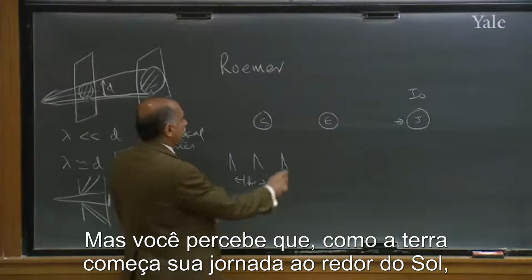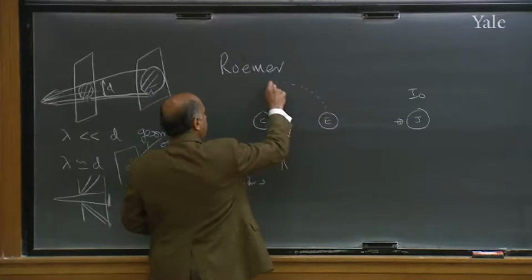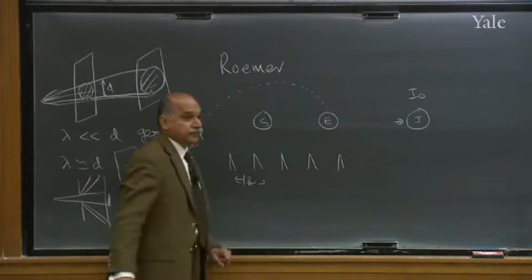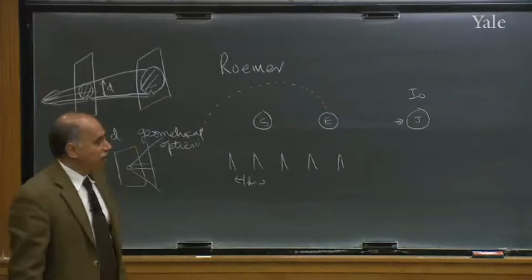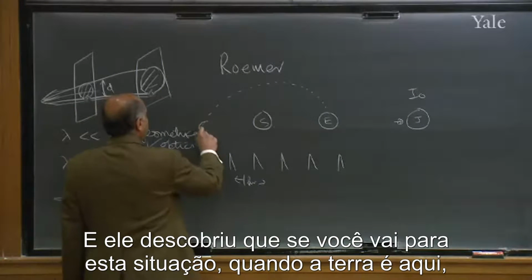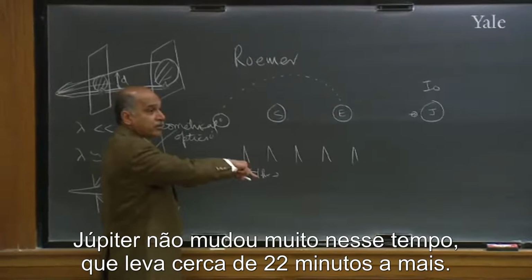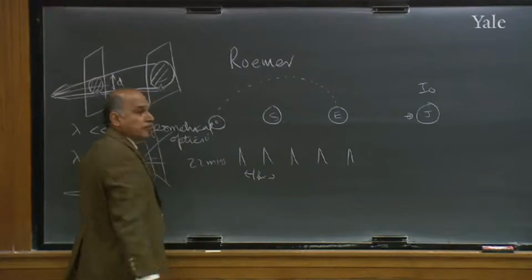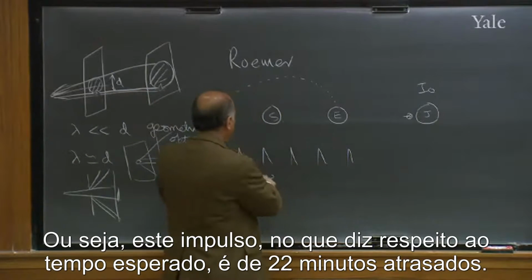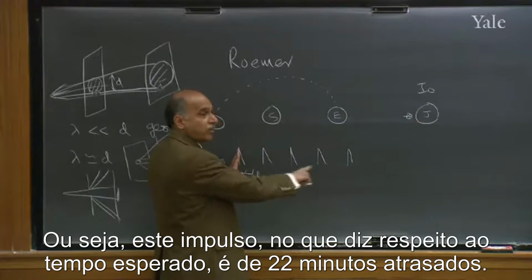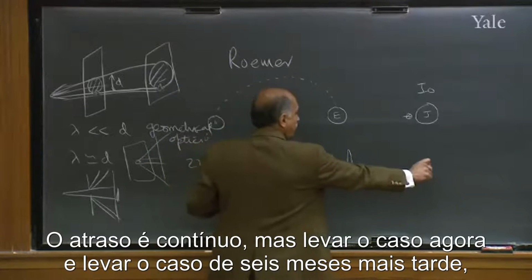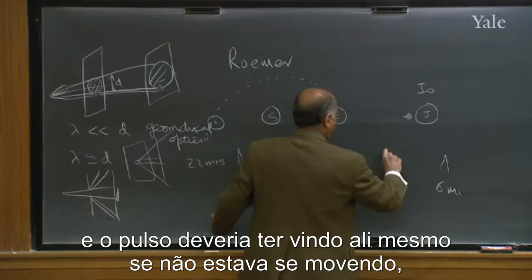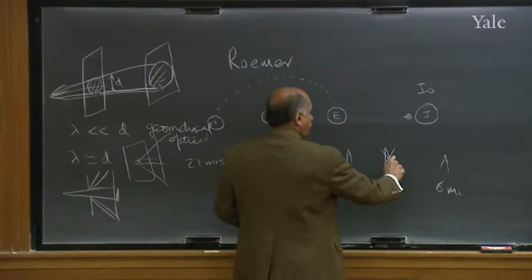But you notice that as the Earth begins its journey around the sun, it takes longer and longer and longer. The pulses get spaced apart a little more. And he found that when the Earth is here, and Jupiter hasn't moved very much in this time, it takes about 22 minutes more. Namely, this pulse, with respect to the anticipated time, is 22 minutes delayed. You understand? The delay is continuous, but take the case now and the case 6 months later, and the pulse should have come right there if it was not moving, but it comes 22 minutes later.